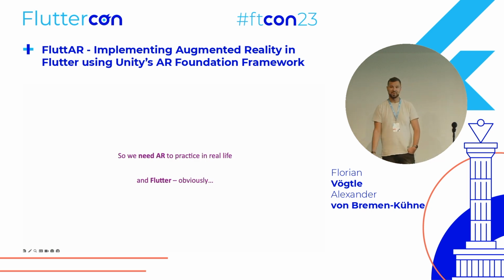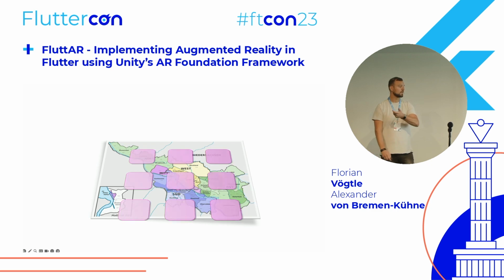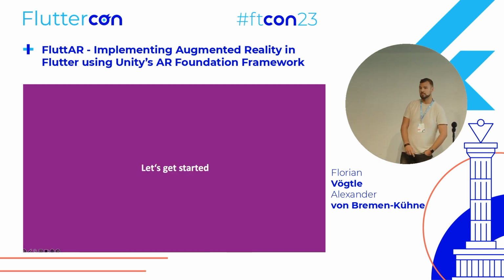Obviously, right? So what we want to have is a map. We're going to take a map of Bremen, and we want to point with our smartphone onto that and see a 3x3 grid where we can shoot at the enemy and hopefully hit him turn by turn. And also we want to see where our ship is located. Cool. So let's get started.